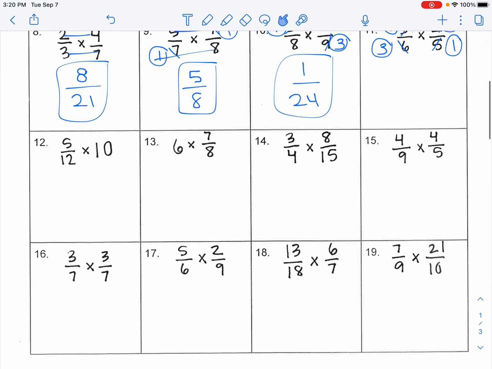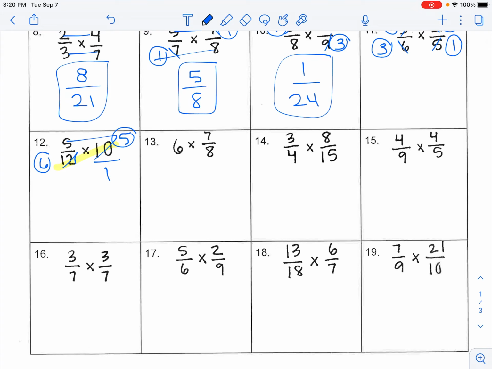Okay, we're going to try 2 more that look a little bit different. So this time we have a fraction times a whole number. Anytime you have a fraction times a whole number, you're going to draw a fraction bar under that whole number and put a 1 underneath it. Now we're looking at the 5 and the 1. We cannot divide a 5 and a 1. Now I'm looking at 12 and 10. 12 and 10 can be divided by 2. So 10 divided by 2 is 5, and 12 divided by 2 is 6.